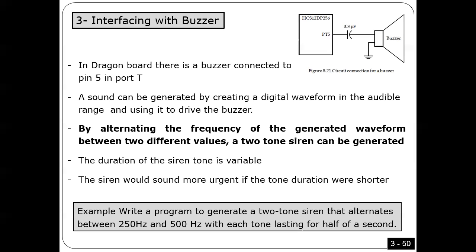I want to write a program to generate a two-tone siren, which is the police siren, that alternates between 250 hertz and 500 hertz. Each tone is going to last for half a second. So I run this one for half a second, then this one for half a second, then come back to this one for half a second, and so on. Is that clear? 250 and 500. Is that okay?